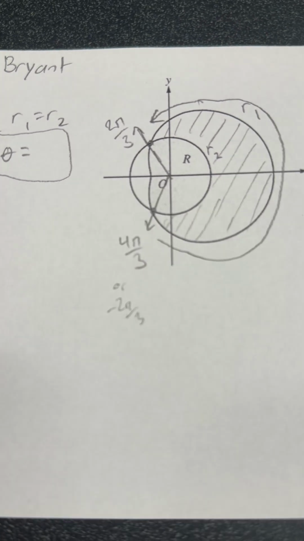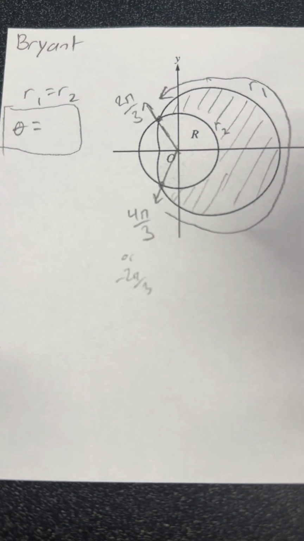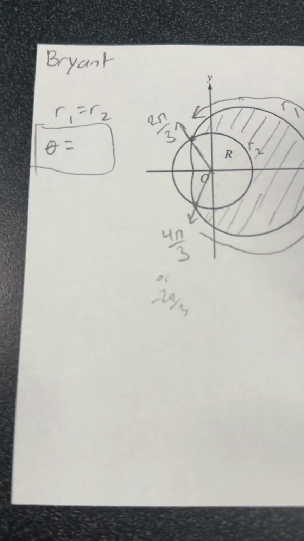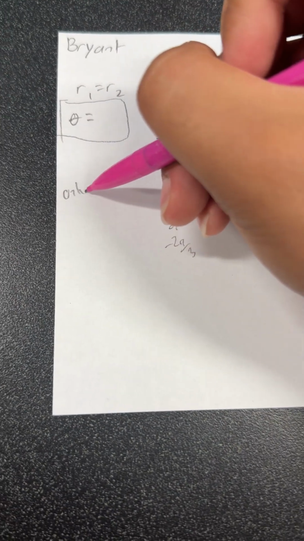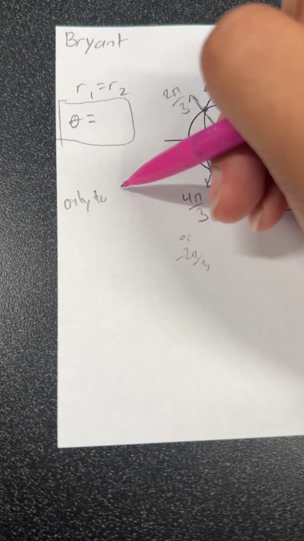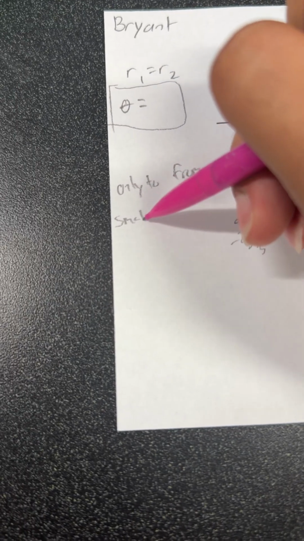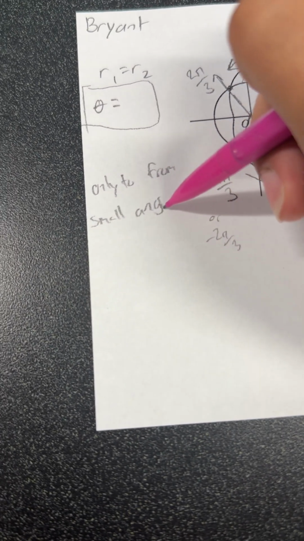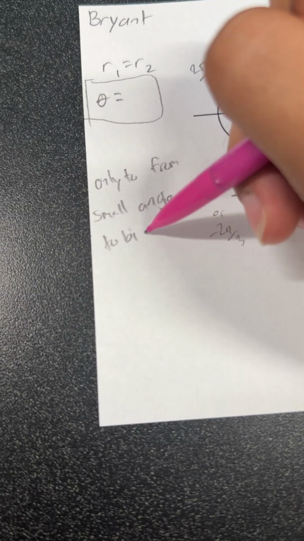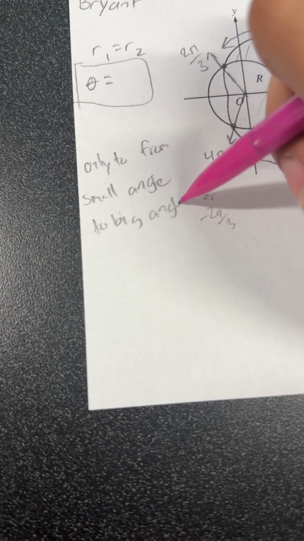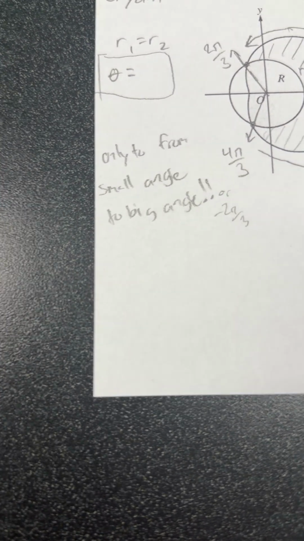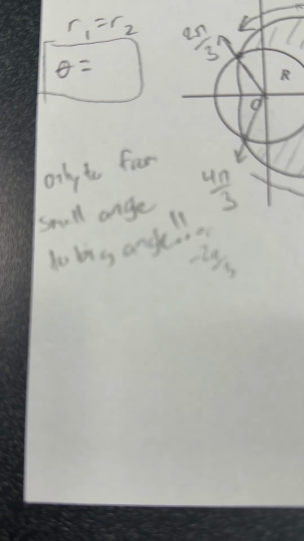A rule of thumb is I can only go from a small angle to a big angle. So you know you're doing it wrong if you're going from a big angle to a small angle. That means you're trying to go backwards. That's not good. You want to go from a small angle to a big angle. So I need to figure out what small angle this is equivalent to. So I'm going from small to big. That means I'm going in order, counterclockwise around the circle.